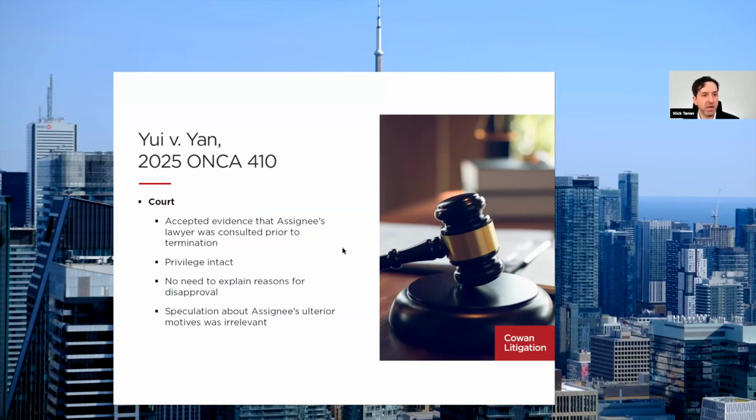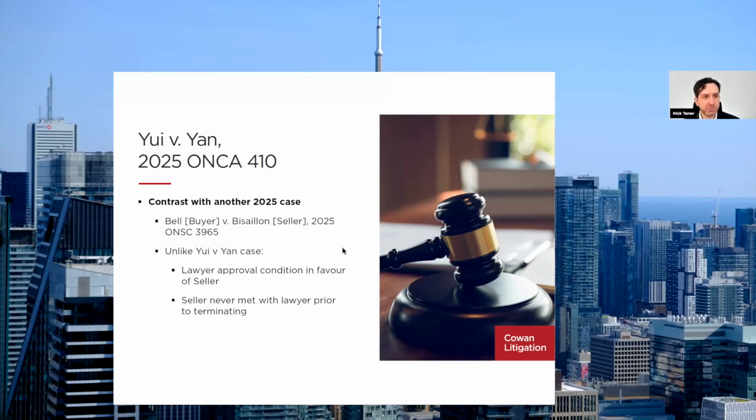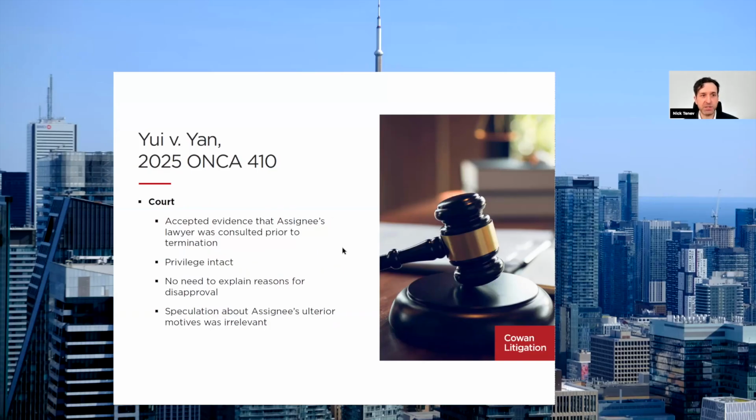And speculation about the assignee's other motives are irrelevant. So the court really sided here with the assignee, and it just shows that the courts take solicitor-client privilege very seriously, and they also read these conditions very strictly because the court also said that if the assignor wanted the reasons, they should have put that in the condition. They could have put it's subject to the lawyer's approval, reasons to be provided.